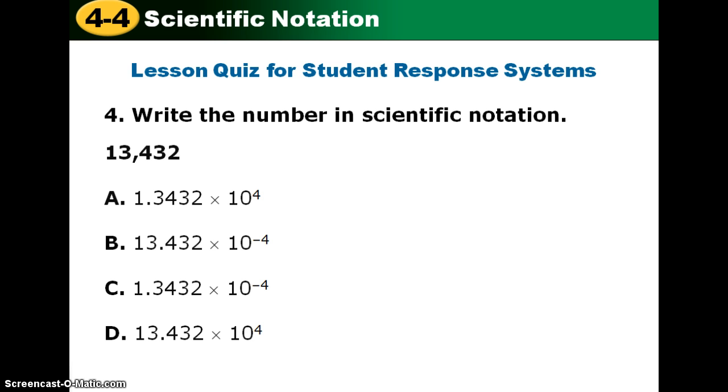Let's look at one more example with a positive whole number. Write the number in scientific notation, 13,432. So if we look at our four options, we can see we can narrow this down a little bit. The first number in a scientific notation value has to be greater than or equal to 1 and less than 10. So that narrows it down to either A or C. Second part is that because this is a whole number, we know that it's going to be a positive exponent. So that narrows it down to A.